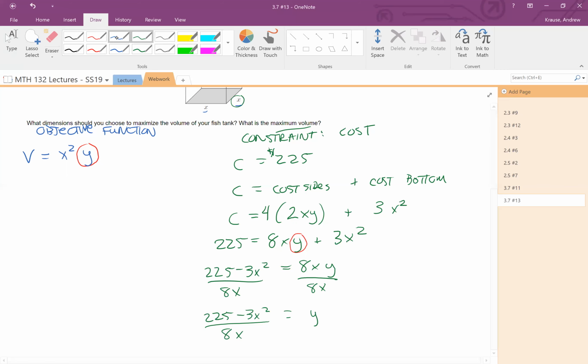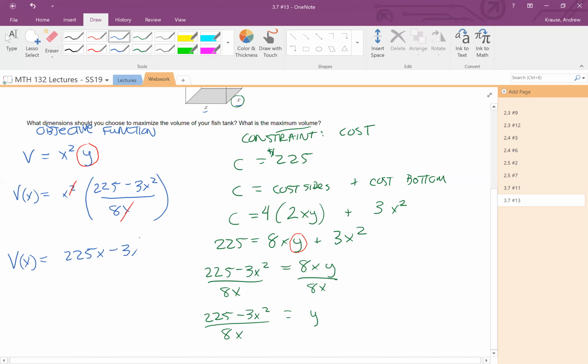Now let's go ahead and plug that into our volume equation, which will now be a function of x only. So we take an x squared and multiply that by (225 minus 3x squared) all over 8x. And that's our volume in terms of x only. Now, of course, we're going to want to simplify things a little bit because that's going to make finding our derivative a little bit easier. So if we multiply that x squared through, one of those x's is going to divide with that x, and we're left with (225x minus 3x cubed), all divided by 8.